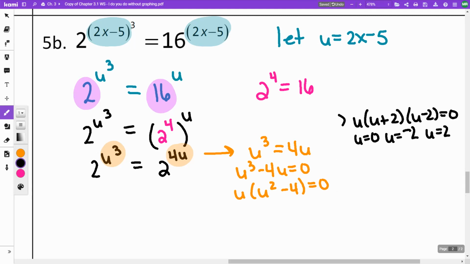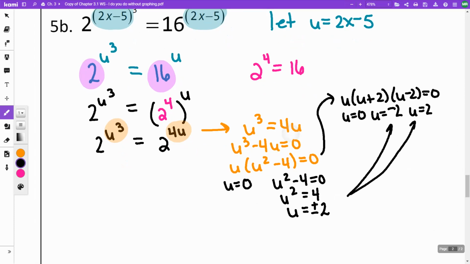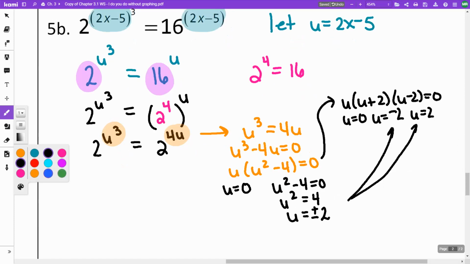Now, others of us might instead take the 2 factors, set them equal to 0, and solve. So I get u equals 0 just like the other one. Here, I can add 4 to both sides. Then I'm going to square root both sides. Now this is where it gets tricky. Remember, when you square root it, you always get a positive and a negative. Just like here, I got a positive and a negative, okay?